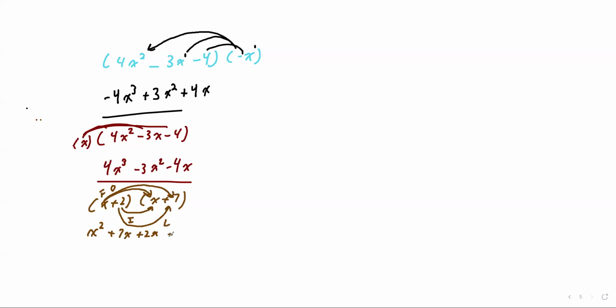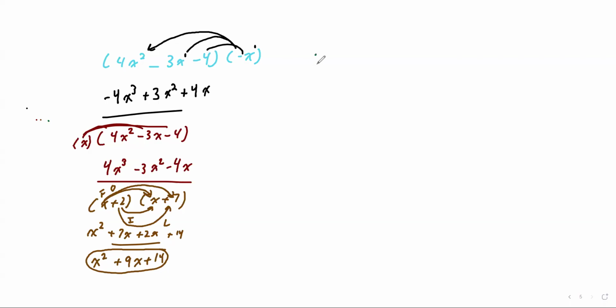So 2 times 7 gives me 14. The only things you can combine are the ones in the middle. So 2 plus 7 gives me 9x plus 14. And that would be it on that one. All right, let me do another one.